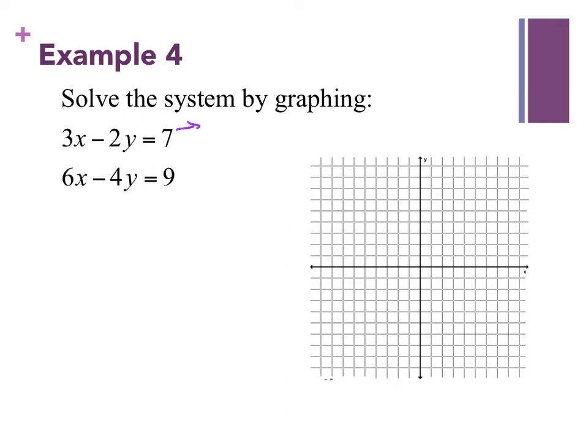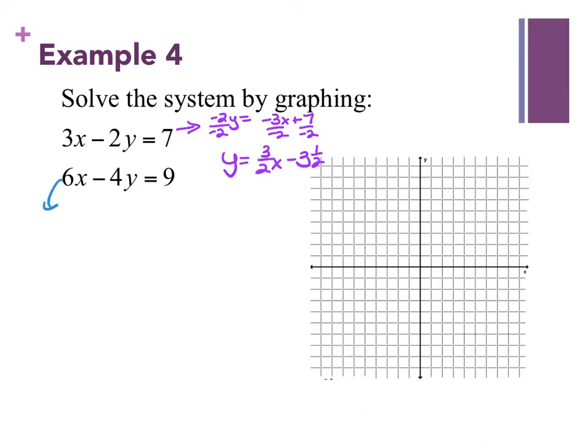So I'm going to take this first one. I'm going to get negative 2y equals negative 3x plus 7. Then divide everything by negative 2. And I get y equals 3 halves x minus 7 halves, or 3 1/2. I'm going to have to graph it, so you're going to want to get into mixed number format.